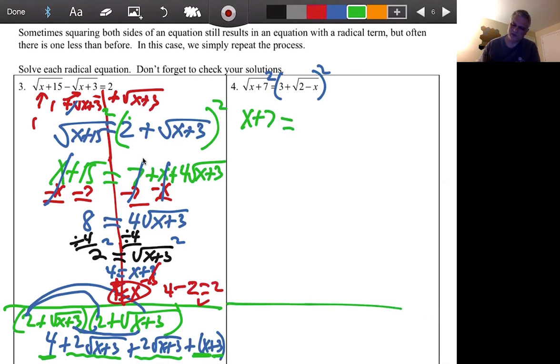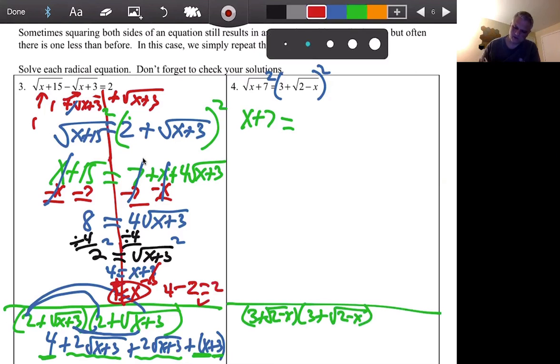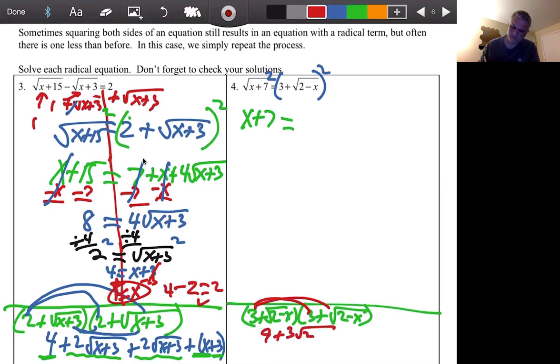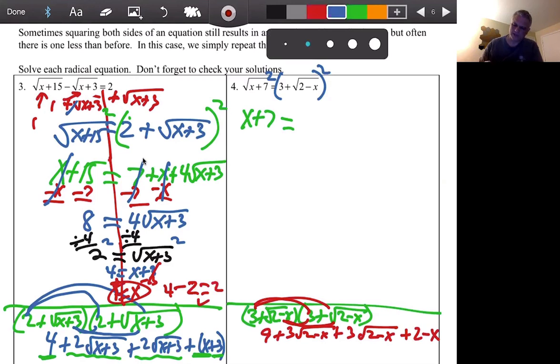We're going to do a little workspace here on the right side. 3 plus root of 2 minus x times itself because we squared it. 3 plus root times 3 plus root. Let's first it. Let's outer it. Let's inner it. Let's last it. Root 2 minus x times root 2 minus x. The roots cancel. And you just get 2 minus x. Easy peasy, right? So let's combine like terms.